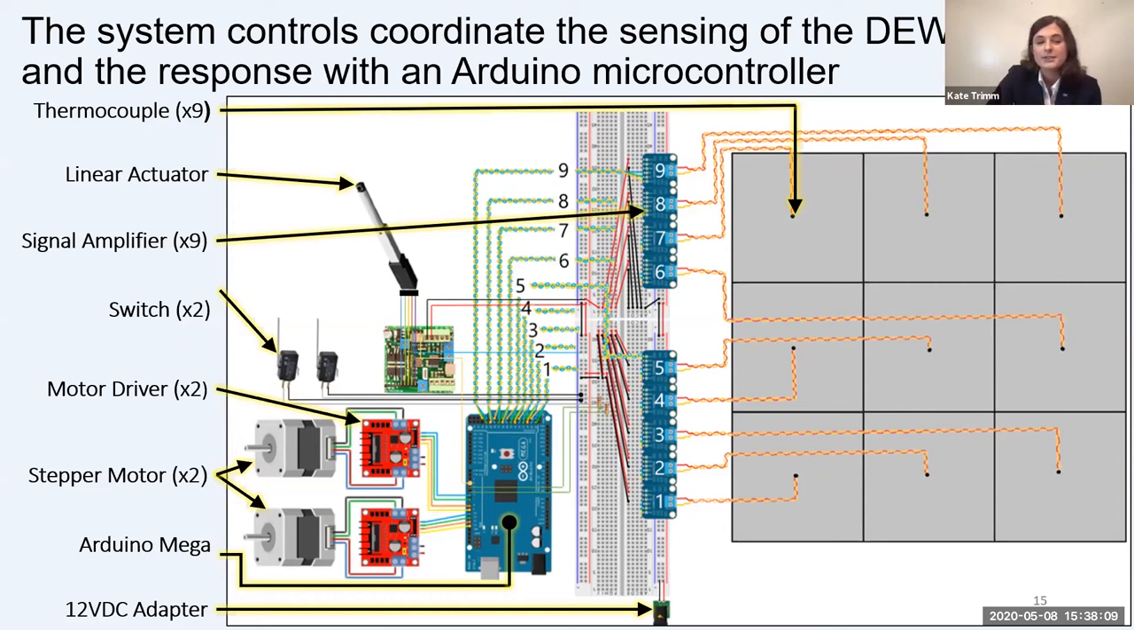And from there, stepper motors move the PCM module into position under the satellite wall and then deploy the linear actuator to mate with the rear of the satellite wall to absorb the energy.